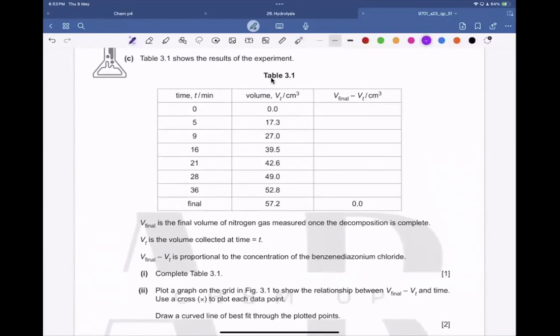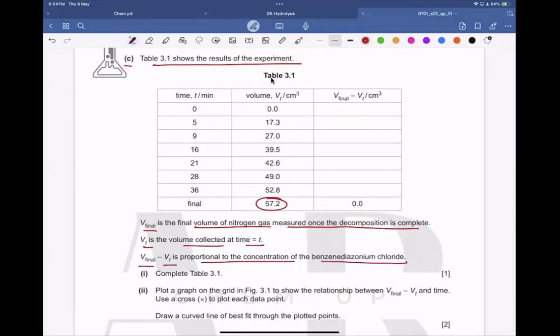Okay. Now C part. Table 3.1 shows the results of the experiment. V final is the final volume of nitrogen gas measured once the decomposition is complete. So it is this. Vt is the volume collected at time t. V final minus Vt is proportional to the concentration of benzene diazonium chloride. So these are the Vt values. Can anyone subtract the values and tell me the answer for this? It is going to be 57.2.